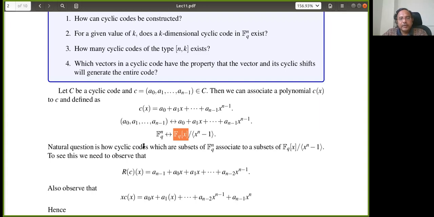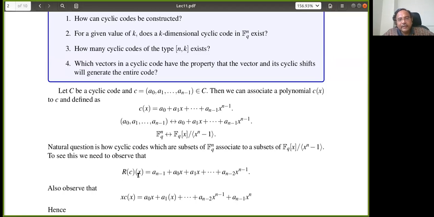So the natural question is how cyclic codes come in. In general, this part is not related to coding theory. But now come to cyclic codes. Cyclic codes are in Fq power n. How do I recognize them as a part of polynomials? That I want to see now. So the natural question is how cyclic codes, which are subsets of Fq power n, associate to subsets of this.